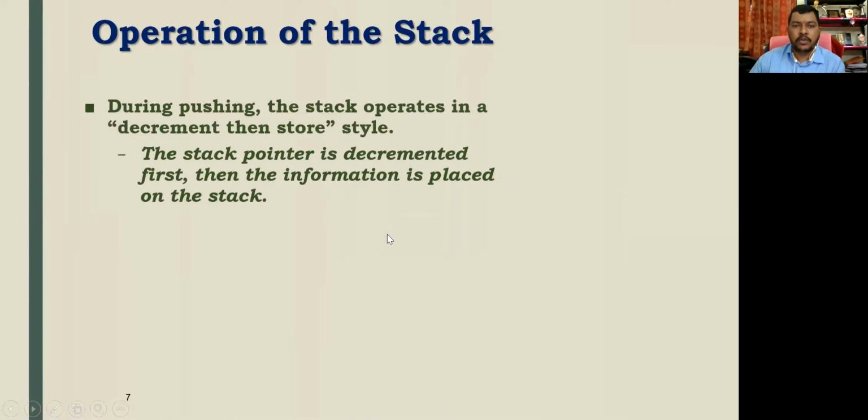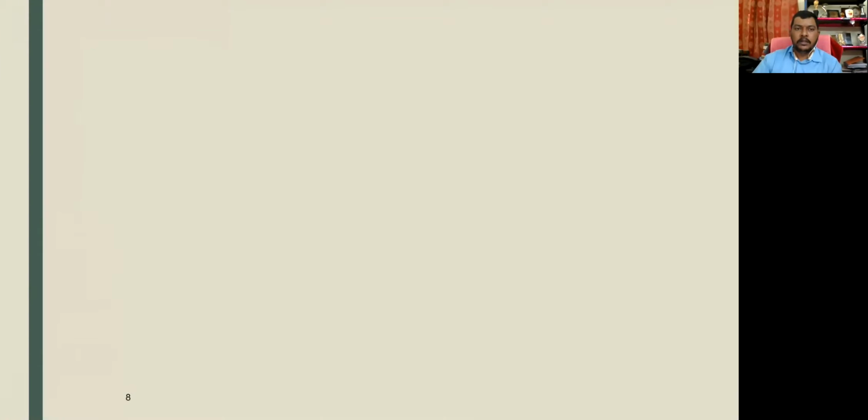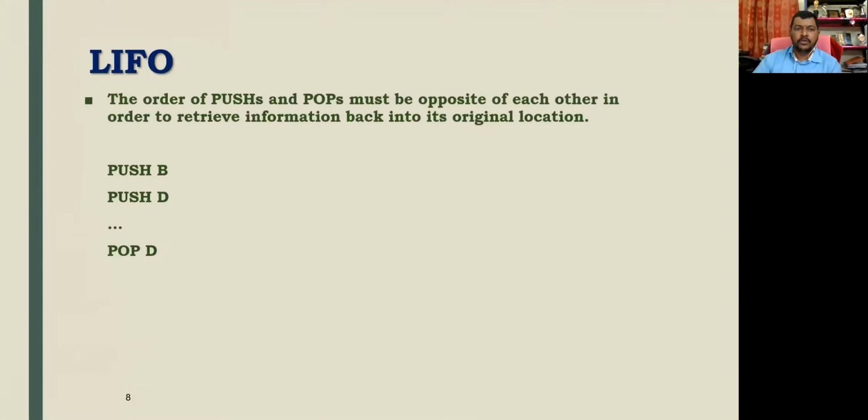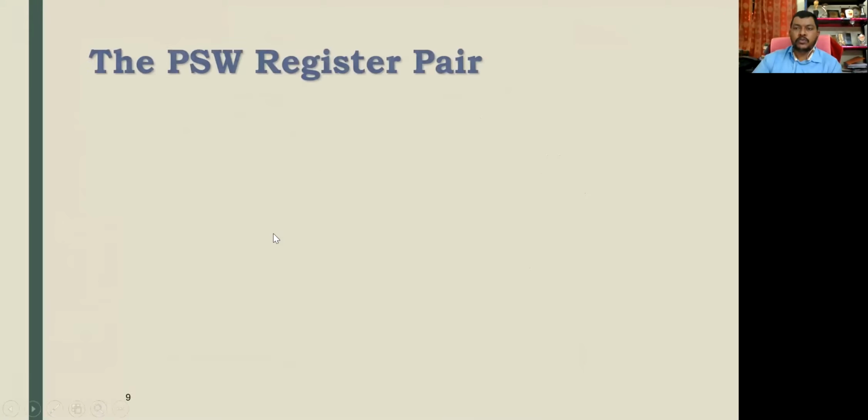Then the operation of the stack pointer, I have already told you how it works. Push means to save the data in memory, and pop means to retrieve the data from memory, in the form of a last in first out structure only. As you use push, you have to use pop similarly. If you push B first and then push D, then you have to retrieve data by popping D first and then popping B. So you have to go in last in first out order. That was one of the precautions.